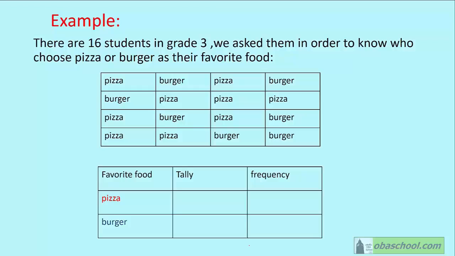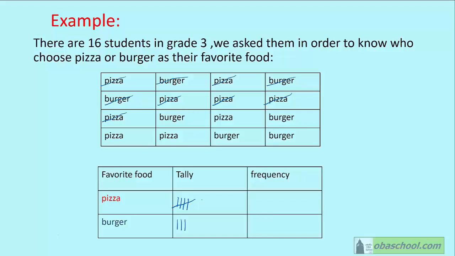Now let's start. Pizza was for the first student, so we put the first tally mark. Burger, pizza, burger, burger, pizza, pizza, and pizza. Notice the fifth tally mark is crossed over the initial 4, and this is used to group every single 5s together, and that helps with the counting through the process of counting using tally marks.